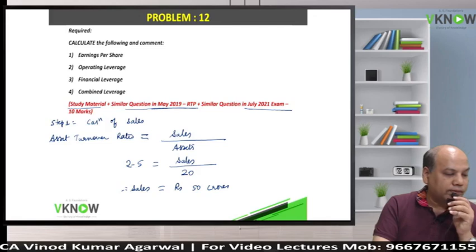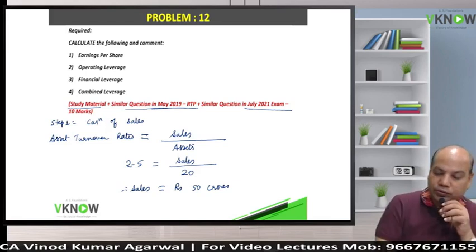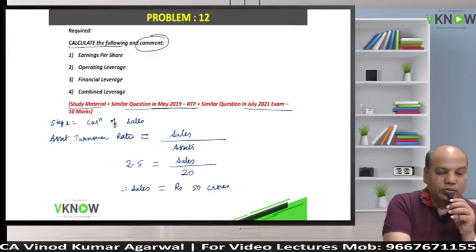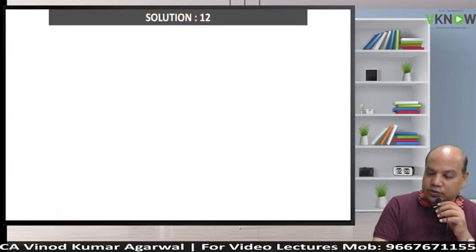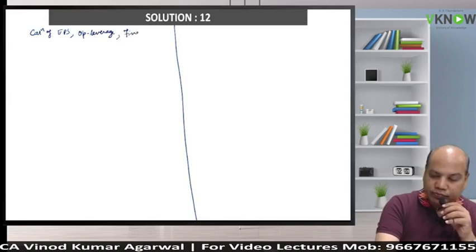Any query up to this? No, sir. Have you understood? Yes, sir. Okay. The question is calculate the following and comment also. So some comment also we will write at the end. Next heading, write down: calculation of first question EPS, second question operating leverage, third question financial leverage, and fourth question combined leverage. Always write a nice heading.